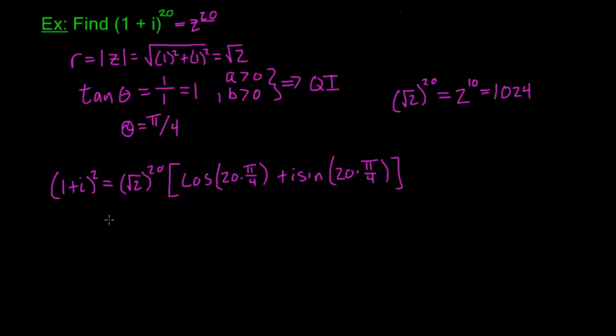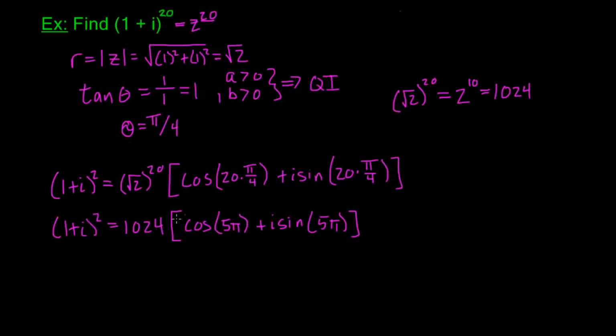Now this 20 times pi over 4, the 4's cancel and I get 5 pi. So 1 plus i to the 20th, we found this to be 1024 on the outside for my new modulus. I have cosine of 5 pi plus i sine of 5 pi. That's it. This is the polar form of 1 plus i to the 20th. I keep writing squared here. We're doing something much bigger than squared, aren't we? This is to the 20th.